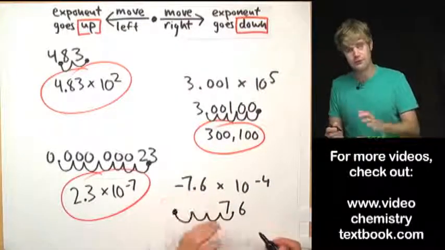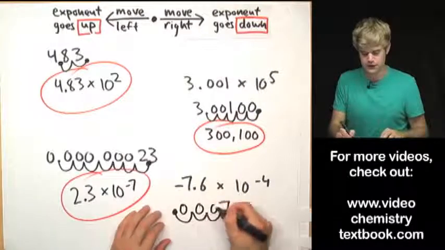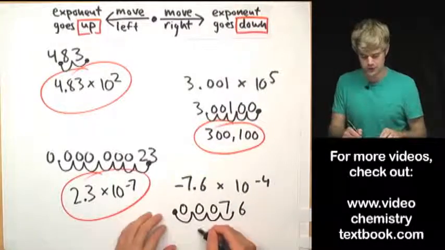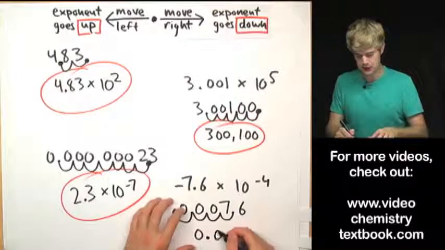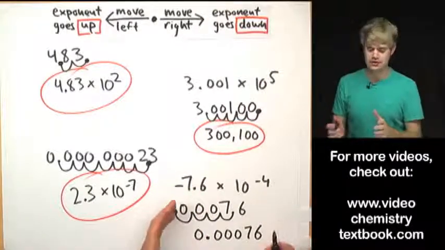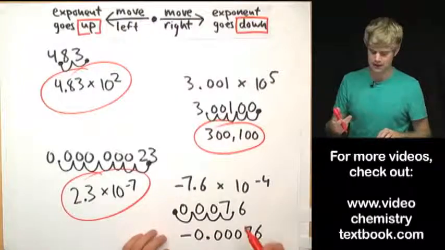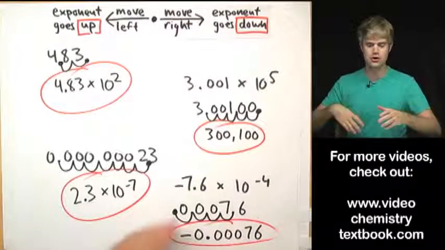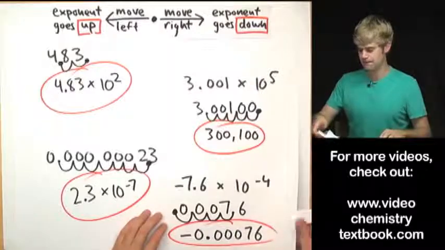I introduced a few new spots, and I'll fill those in with zeros. So the final answer will be 0.00076. Don't forget that it's a negative number, so we'll add that negative sign there. And this is what our final answer taken out of scientific notation looks like.